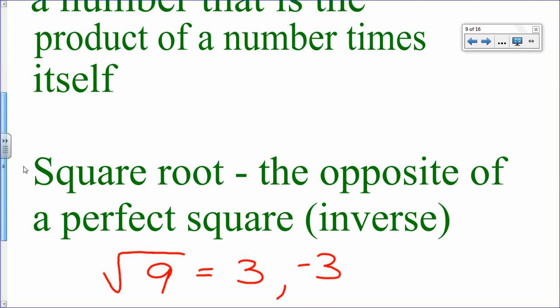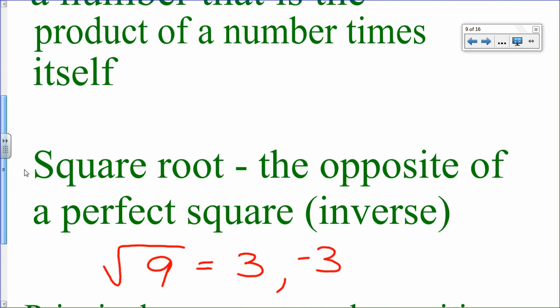A square root is the opposite of a perfect square, or the inverse. The square root of 9 is equal to 3. It's also equal to negative 3, because if you recall, a negative times a negative, in this case negative 3 times negative 3, is going to give us a positive 9.